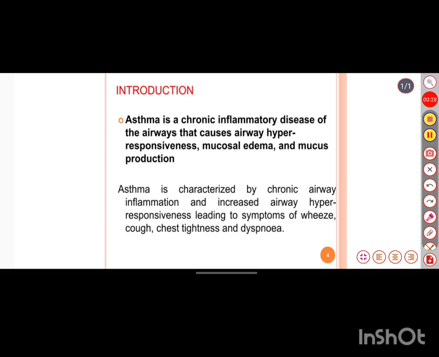Asthma is a chronic inflammatory disease of the airways that causes airway hyperresponsiveness, mucosal edema, and increased mucus production. So this is a definition of asthma. The second definition is: asthma is characterized by chronic airway inflammation and increased airway hyperresponsiveness, leading to the symptoms of wheeze, cough, chest tightness, and dyspnea.